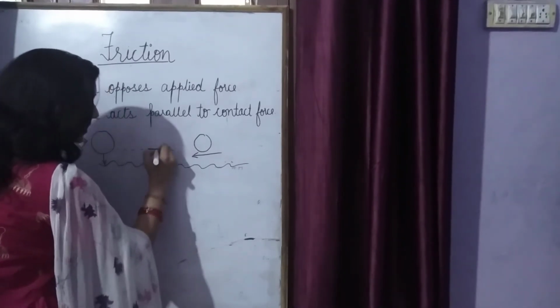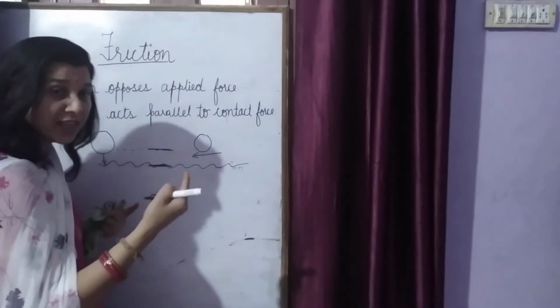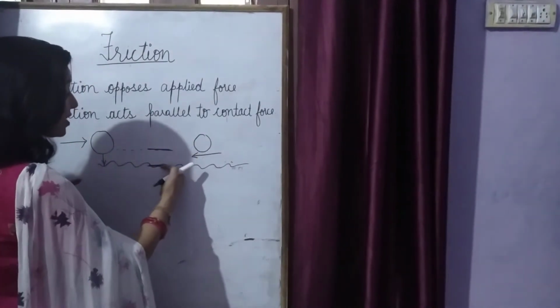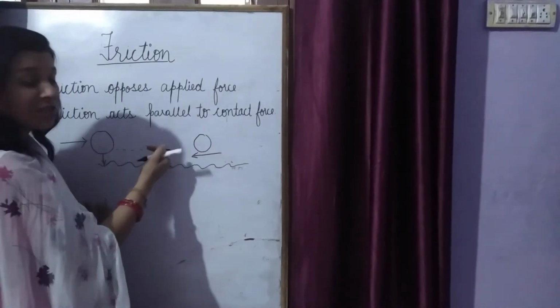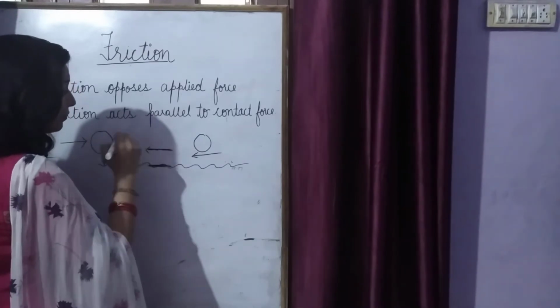Always parallel to what? The frictional force is parallel to what? The surface. So the frictional force is always parallel to the surface. This is your surface, and the frictional force will always be parallel.